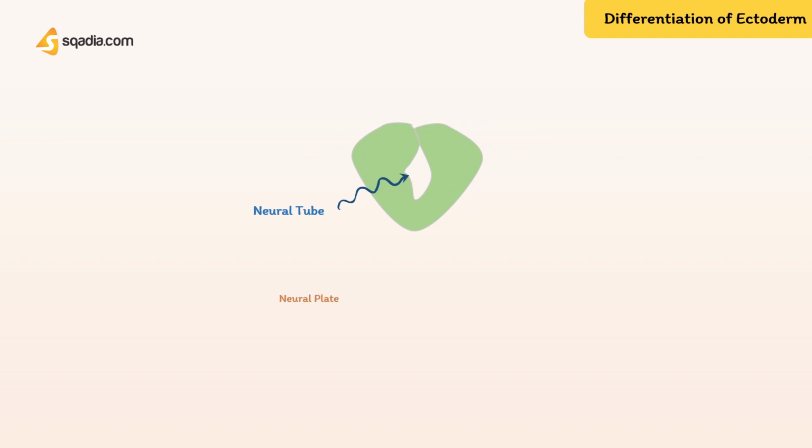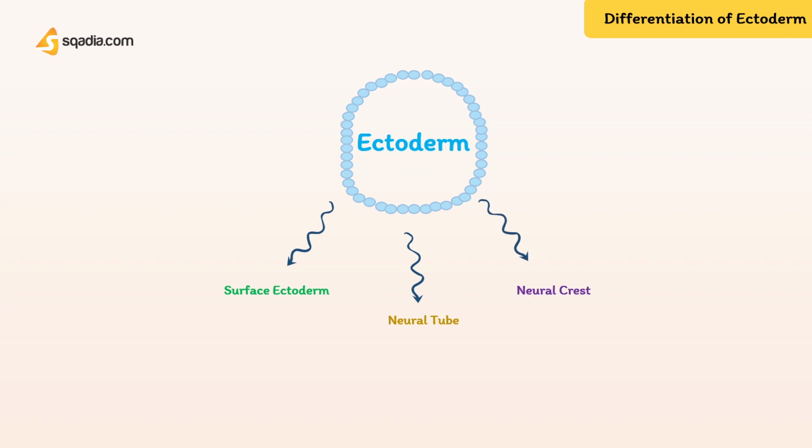The neural crest cells are formed later from the neural plate. So now we know that the ectoderm is divided into 3 main parts, which are surface ectoderm, neural tube, and the neural crest. Okay, guys, so this was basically just a quick revision of how the germ layers are formed.